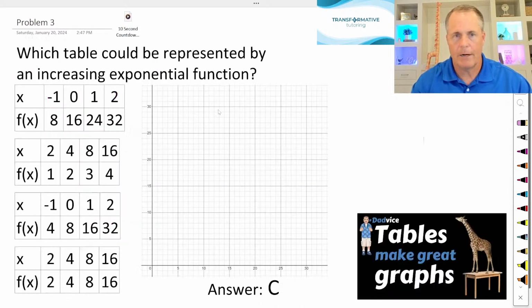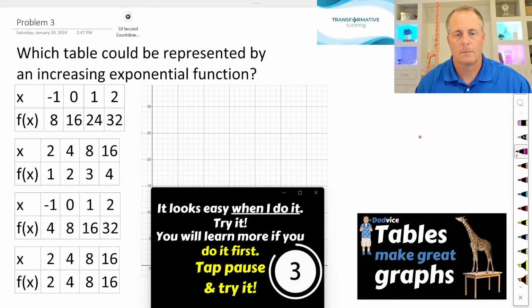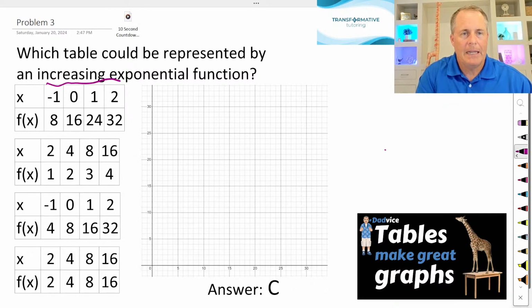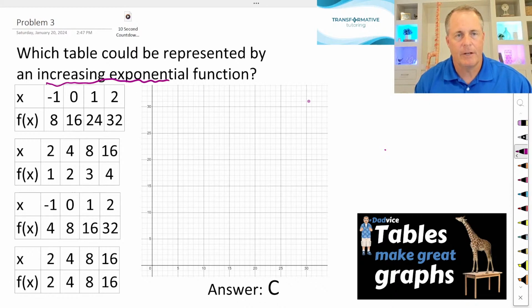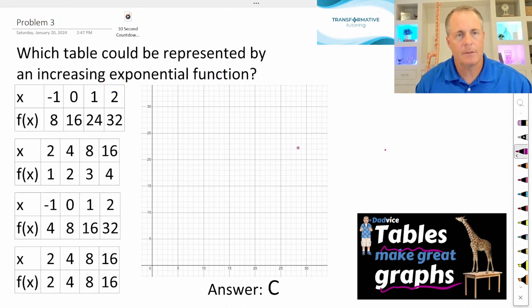All right, let's move to our next problem, and I'll give you a few moments to tap pause and try it on your own. It says, which of the following would be an increasing exponential function? Well, one of my sayings is tables make great graphs. So if they give you a table, maybe we should just plot those points.